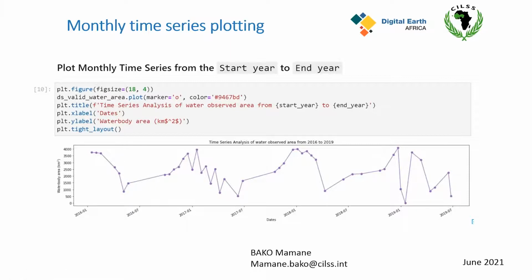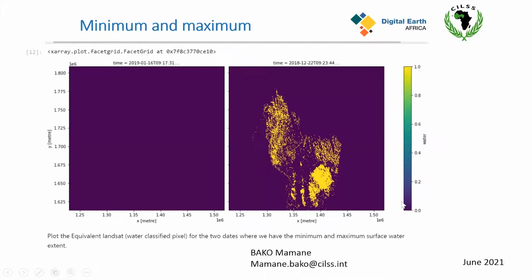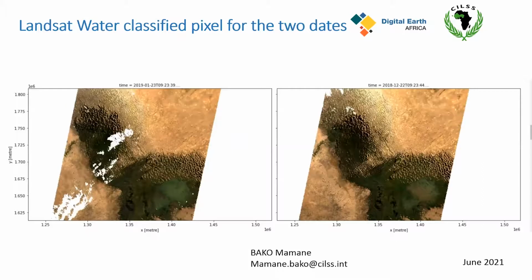Perhaps Edouard and Brian, you can help us to perform the plotting of the time series, because what we have in 2019 is not the reality. This is the minimum and the maximum in terms of pixels in the latitude. This is the Landsat water classified pixel for the two dates, 2016 and 2019.